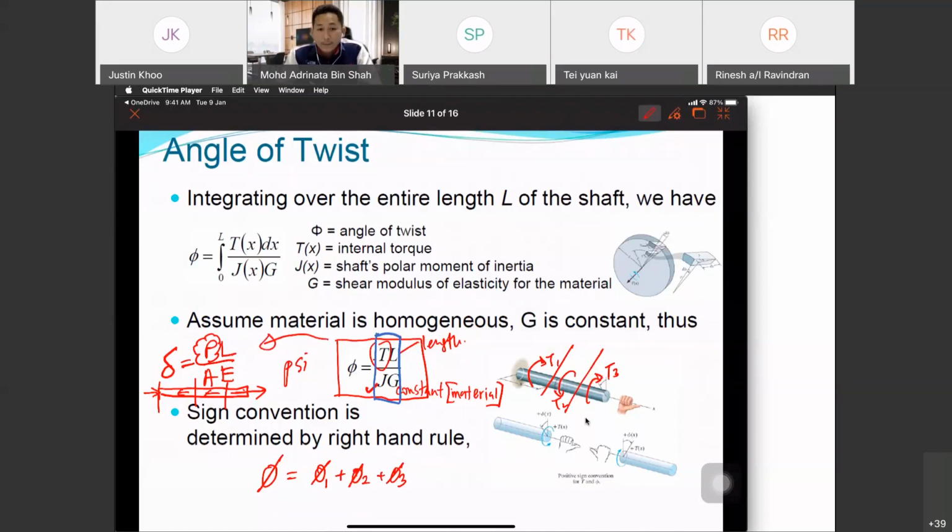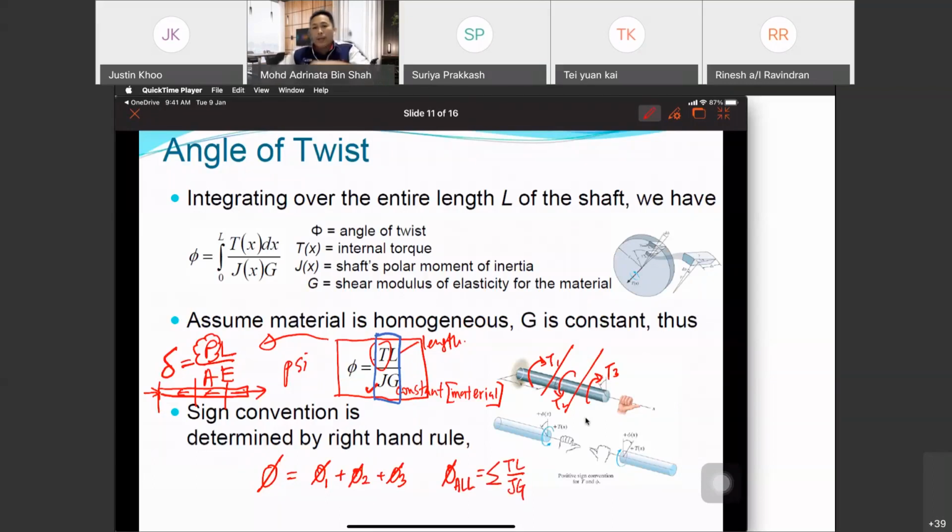Okay, same. How do we cut? How do we calculate the summation of angle of twist? We cut into regions and then calculate each angle of twist, and then we sum it all. So psi total is equal to the summation of TL over JG. So that is the angle of twist.